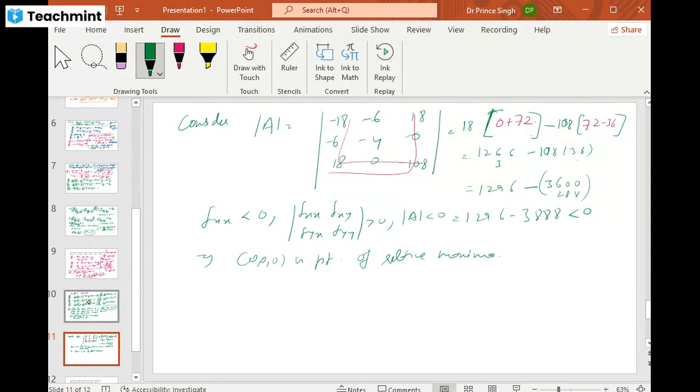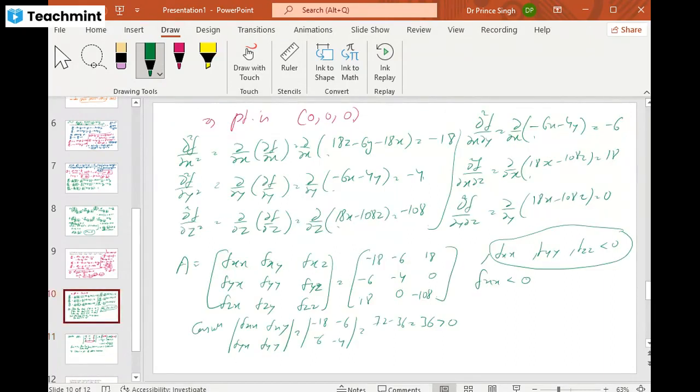What is the condition? If the principal diagonal elements are negative and the principal minors are of alternate sign, negative, positive and negative, then this is the condition of maxima. The condition of minima means the principal diagonal elements should be positive, of the same sign, and if the principal minors are also positive, then this is the condition of minima. Okay.